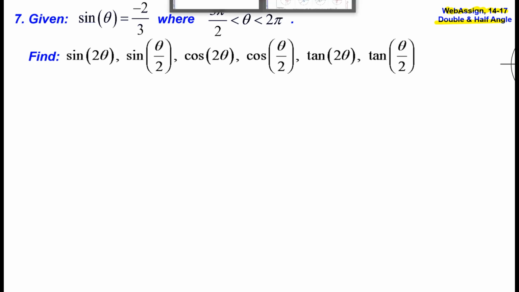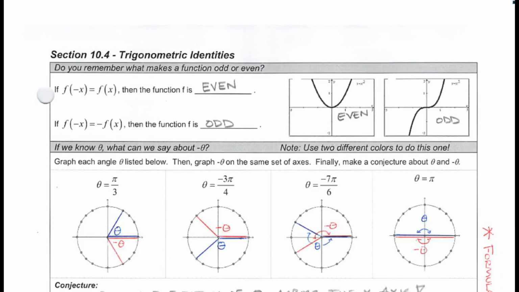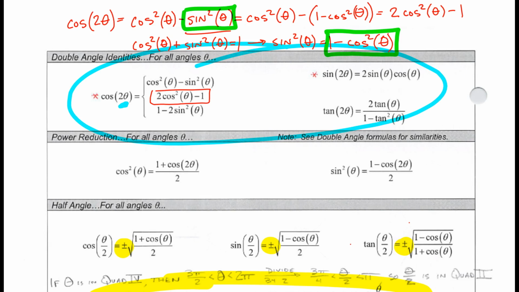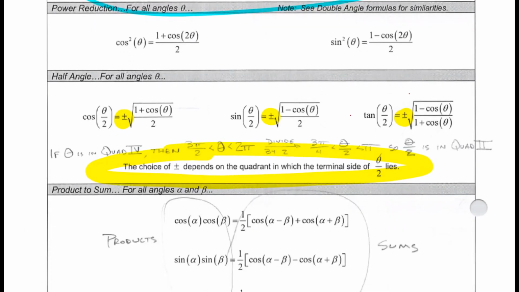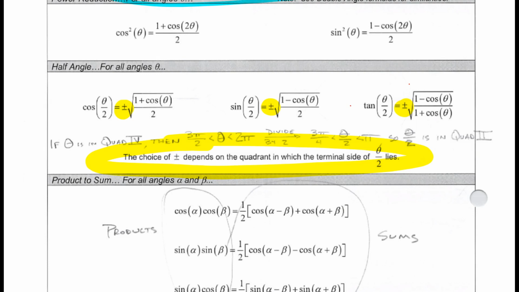And I'll refer back to our reference page here. Double angle formulas are these we see at the top of the page. You have to remember cosine and sine. Tangent will be given for you. And then the half angle formula is down here. Remember, there's both a positive and negative version, and you have to determine which of those you need based on which quadrant the angle theta over 2 is in.